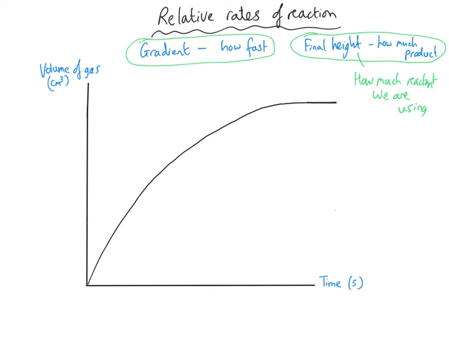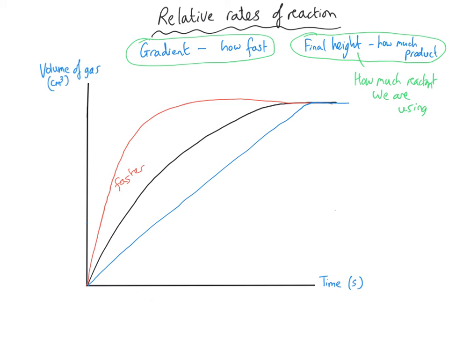So I've got a line here that I've already drawn, and let's say we do the same reaction, but it's faster. And so here is a faster line. But everything else about the reaction is the same, and so the reaction is just steeper because it is faster. And then maybe we do the reaction again, and it is slower, but it's still making the same amount of stuff. And so it levels off at the same point.